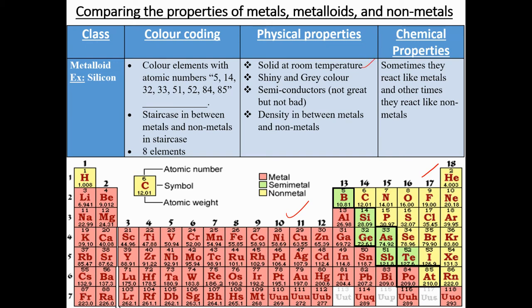So metalloids, typically they're solid at room temperature. They are usually shiny and gray in color. They're not the greatest conductors. They're not as good as metals, but they're not the worst conductors, not as bad as non-metals. So we sometimes call them semiconductors, and their density is in between that of metals and non-metals.